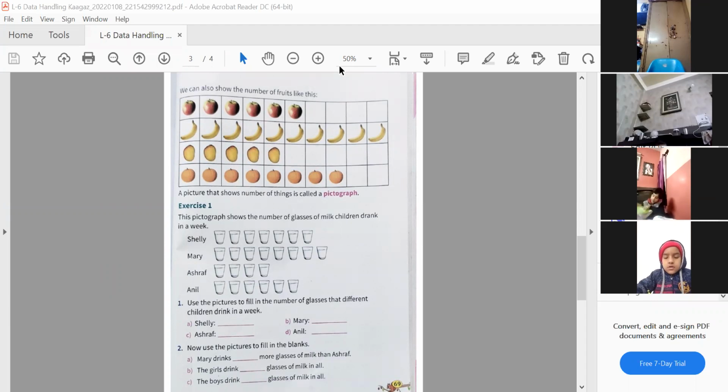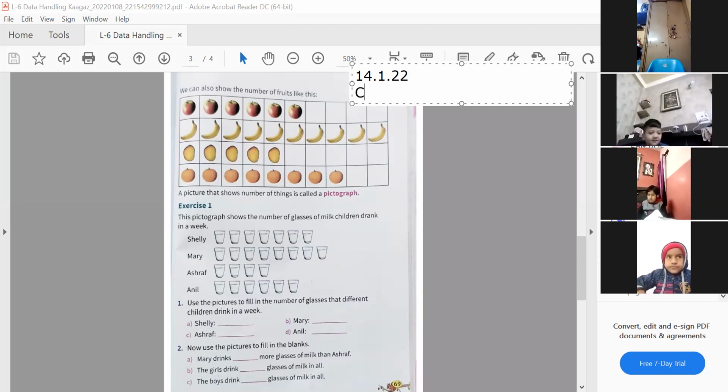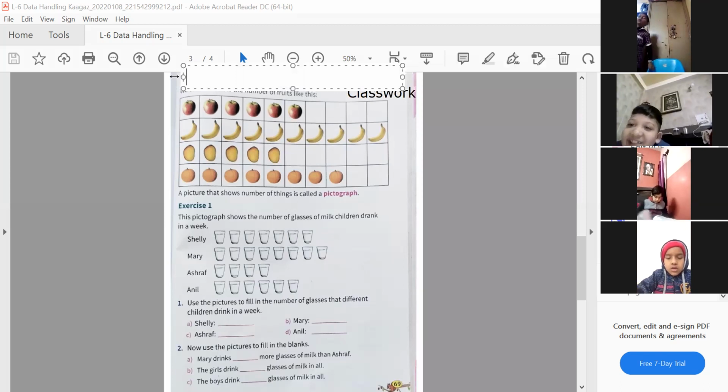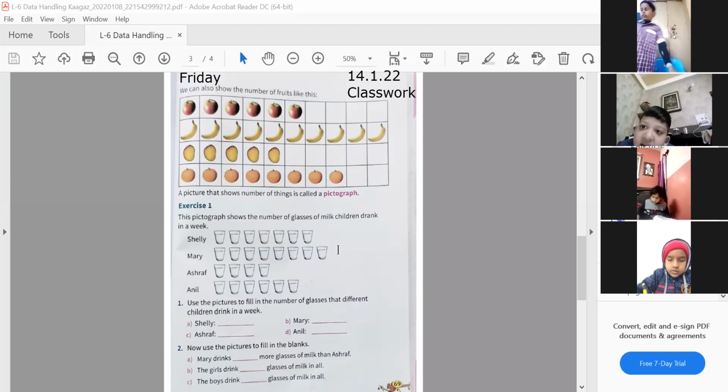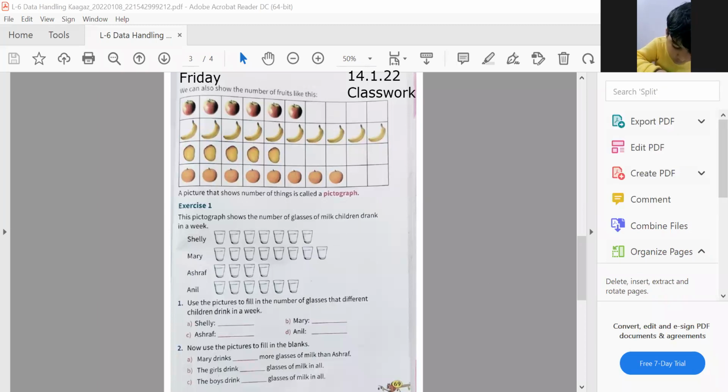Okay, thank you. Please write down the date and the day at the top. 14.1.22. Underline and write classwork. Friday. Please write it down. Quickly write down. Adan, please open your camera. Shreya, Nilaksh, please open your camera.